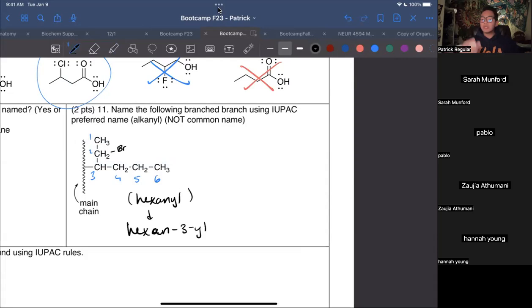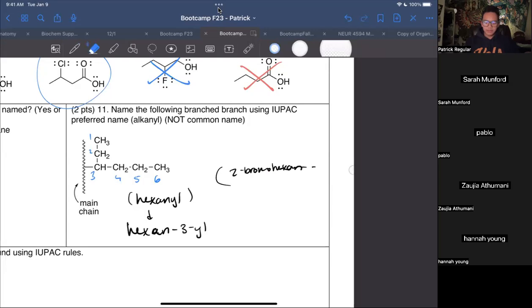Well, then if you had a branch, you would just name it more normally as if it was a normal IUPAC name. You would be like 2-bromohexan-3-yl. Oops. But again, that bromine doesn't exist. Don't worry about it.